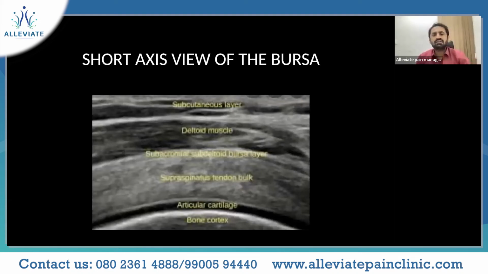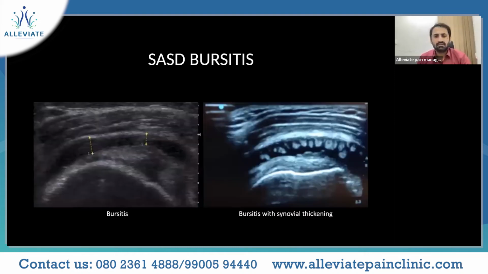This is a short axis view in which you can see the skin, subcutaneous tissue, deltoid muscle. The bursa is very clearly seen in short axis, supraspinatus, articular cartilage, and the bone cortex. SASD bursitis, wherein you can also see the synovial thickening there, and there's quite a lot of fluid which is accumulating.